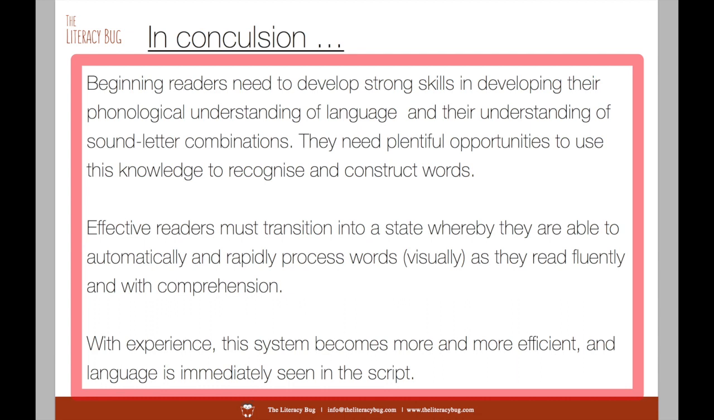Effective readers must transition, though, at some stage into a state where they're able to automatically and rapidly process words visually as they read more and more fluently and with comprehension. And so with experience, the systems become more efficient, and language is immediately seen in the script.